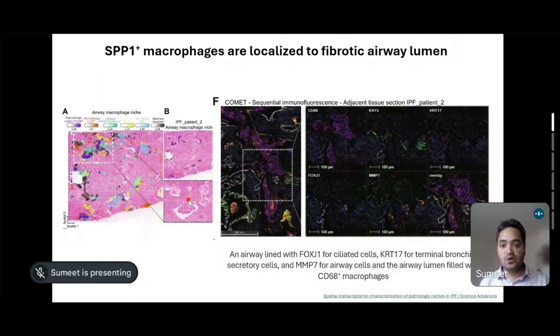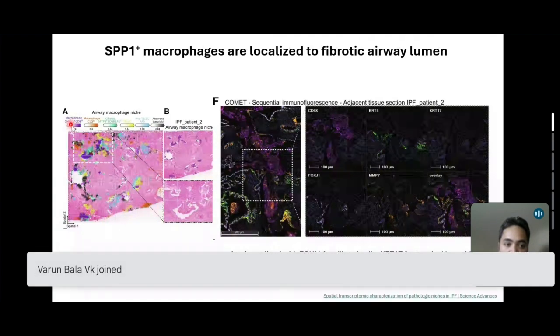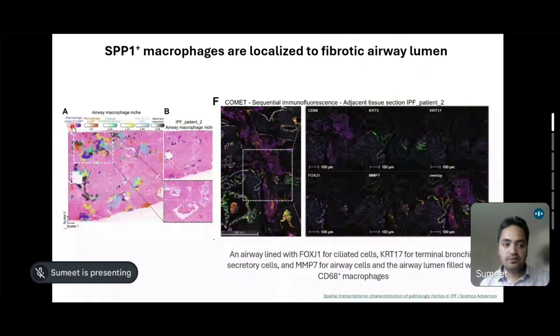But one thing which I just want to highlight is SPP1 positive macrophages. They are localized within the fibrotic airway lumen. This is the image which is showing you the spatial distribution, and this is just showing you the different colors. So for example, you have macrophages which are CHI3L1 positive and CD9 high macrophages, and these are the macrophages which in this study they have labeled as SPP1 type of macrophages.